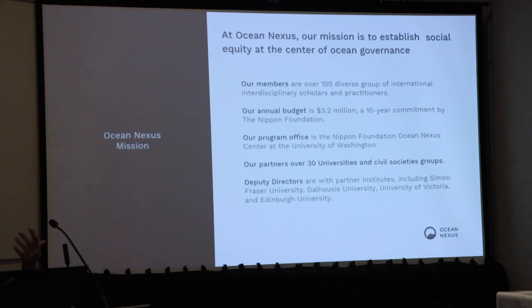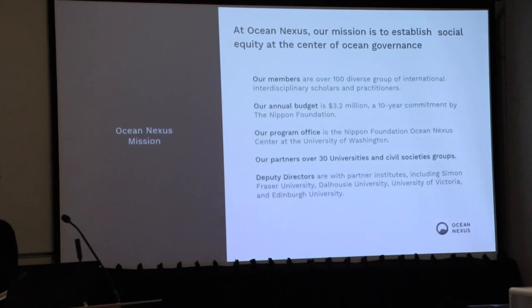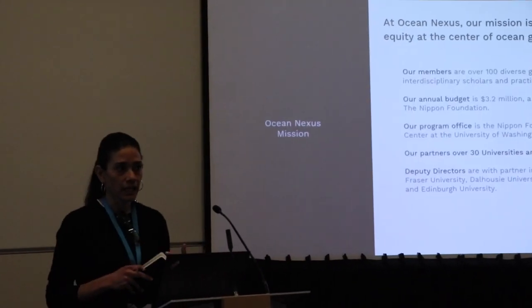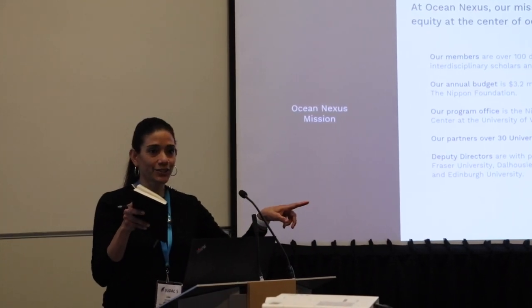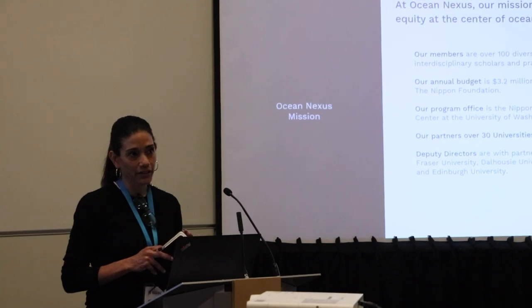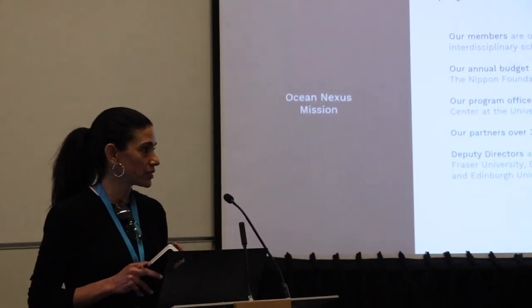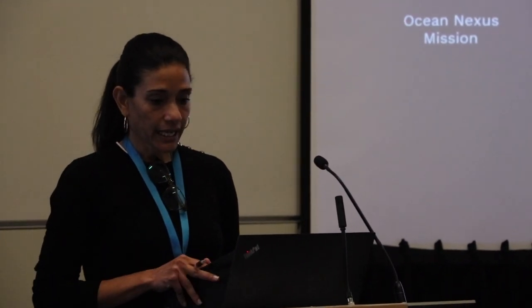There are partners from over 30 universities. When I said I was a PI, Oregon State is one of those partner institutions. There are also deputy directors of science, and two of them are here. One is at Dalhousie and one other is at Edinburgh University, but we have Simon Fraser and the University of Victoria here as deputy directors.